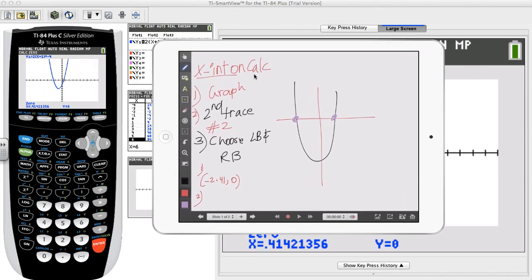So what did we say our next point? It's 0.41, 0. So that's going to be my second x-intercept. So this is how you find your x-intercept if it's not a pretty point, by going to the second trace button.